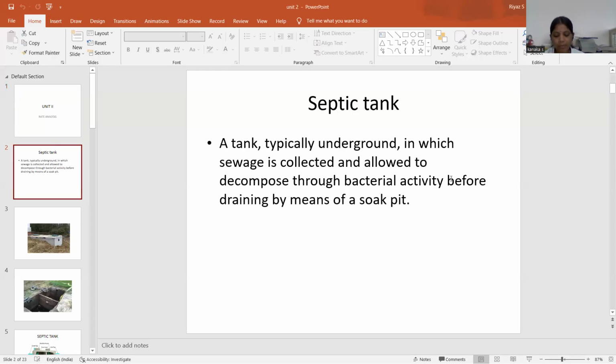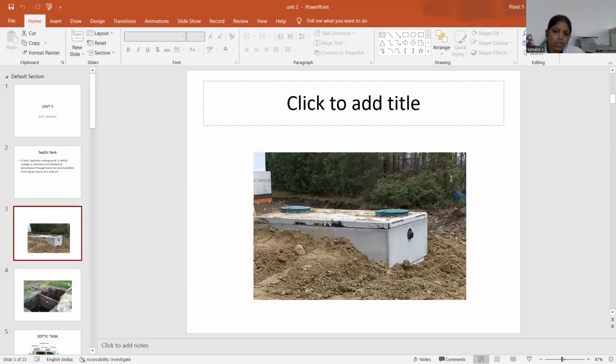To cover the topic of septic tank. A tank, typically underground, in which sewage is collected and allowed to decompose through bacterial activity before draining by means of the soak pit. So this is a septic tank.